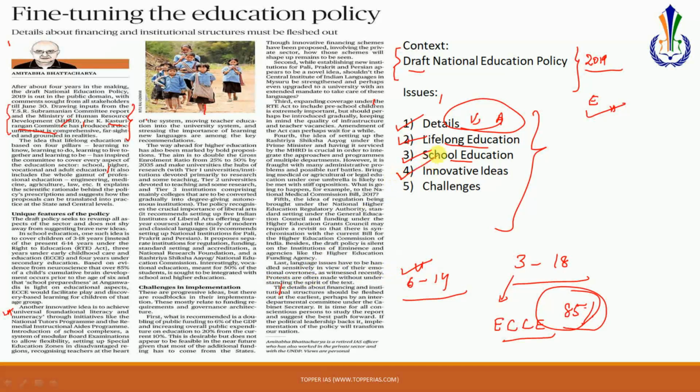Also, this policy is calling for some innovative ideas. For example, it is calling for universal foundational literacy and numeracy, through initiatives like the National Tutors Program, as well as the reintroduction of school complexes. A system of modular board examinations has been proposed. Flexibility in the curriculum has been proposed. Setting up special education zones in disadvantaged regions has been talked about. Recognizing teachers at the heart of the system has been called for. Moving teacher education into the university system has been talked about. Also, stressing the importance of learning new languages is among the key recommendations of this particular policy.